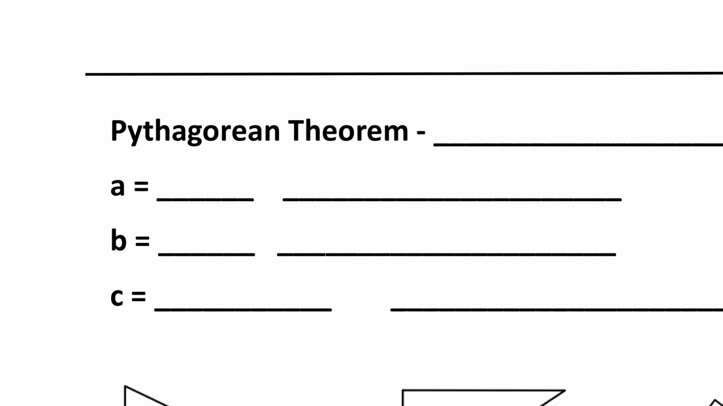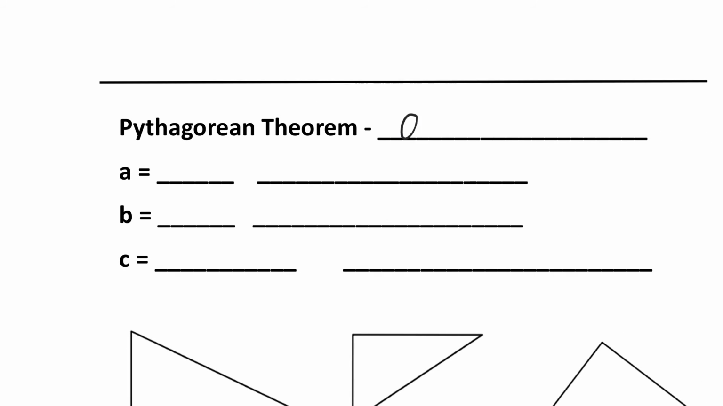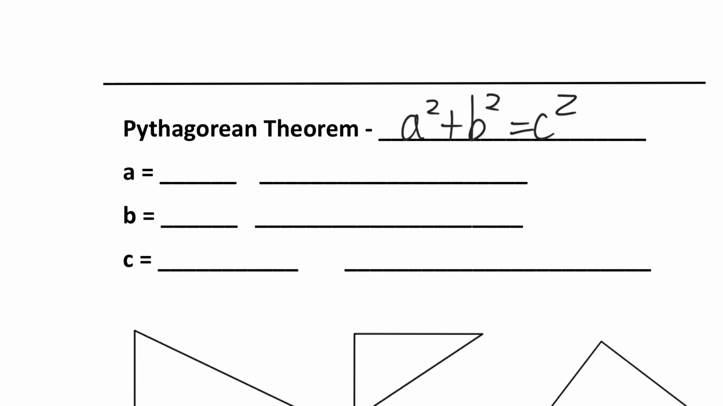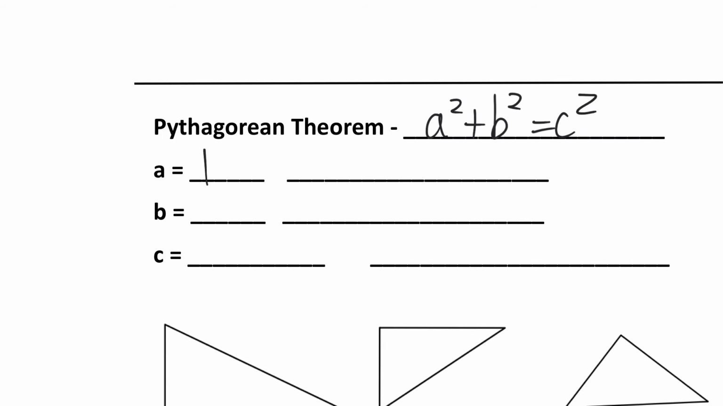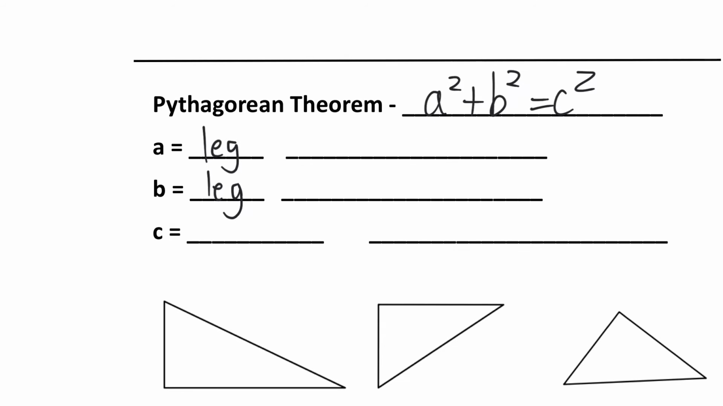Okay, what's the Pythagorean theorem? A squared plus b squared equals c squared. What does the a represent? It represents a leg of it. B is the same thing, it's a leg. That's the two sides that make the right angle. And then what is the c? The c is the hypotenuse. It's the longest side. It's the one across from the right angle.